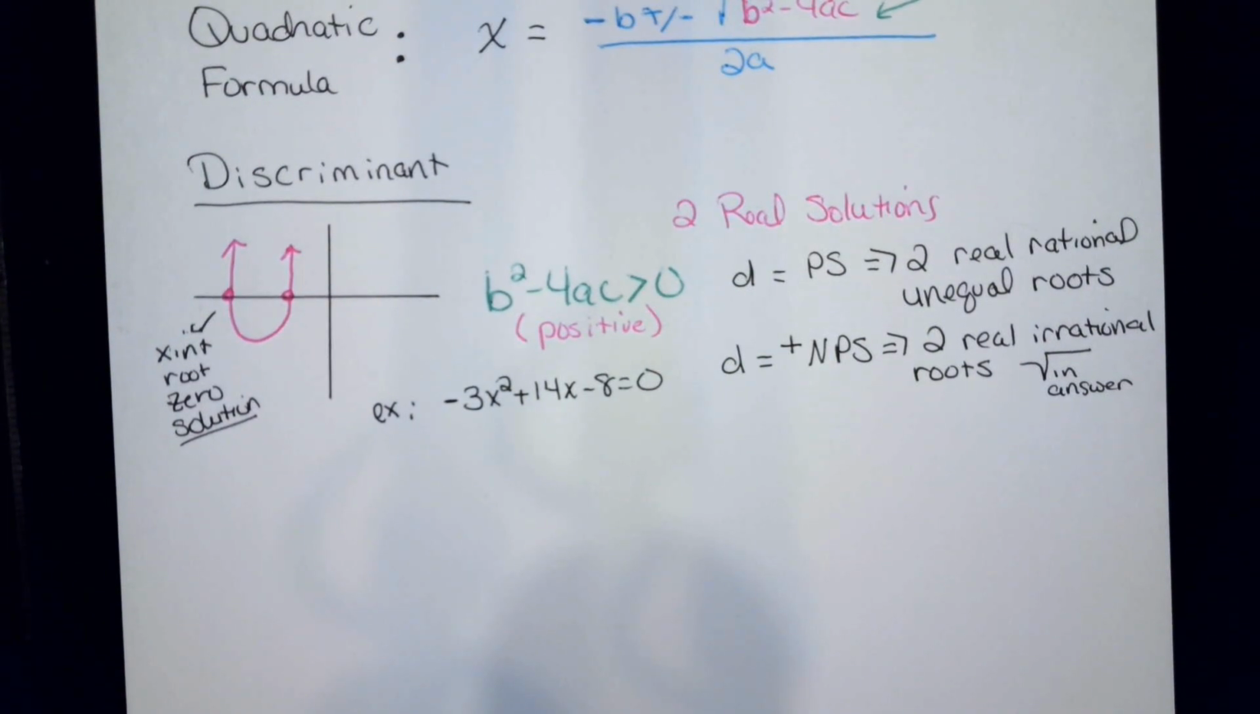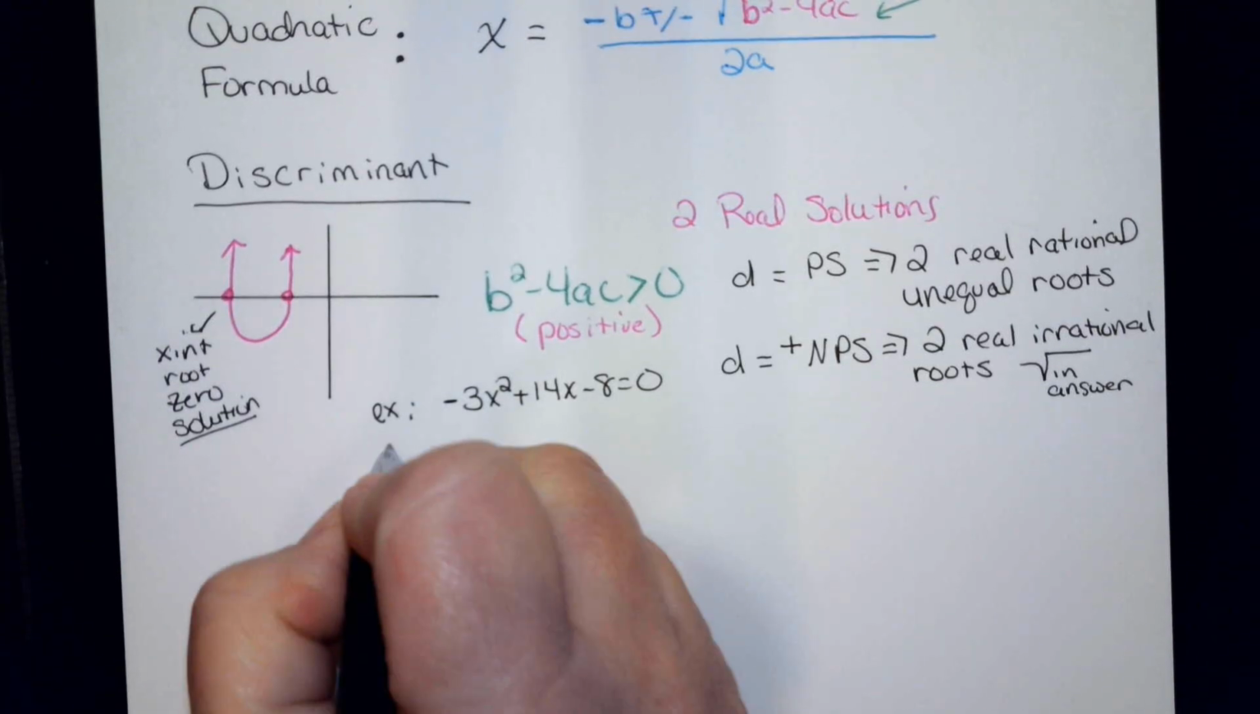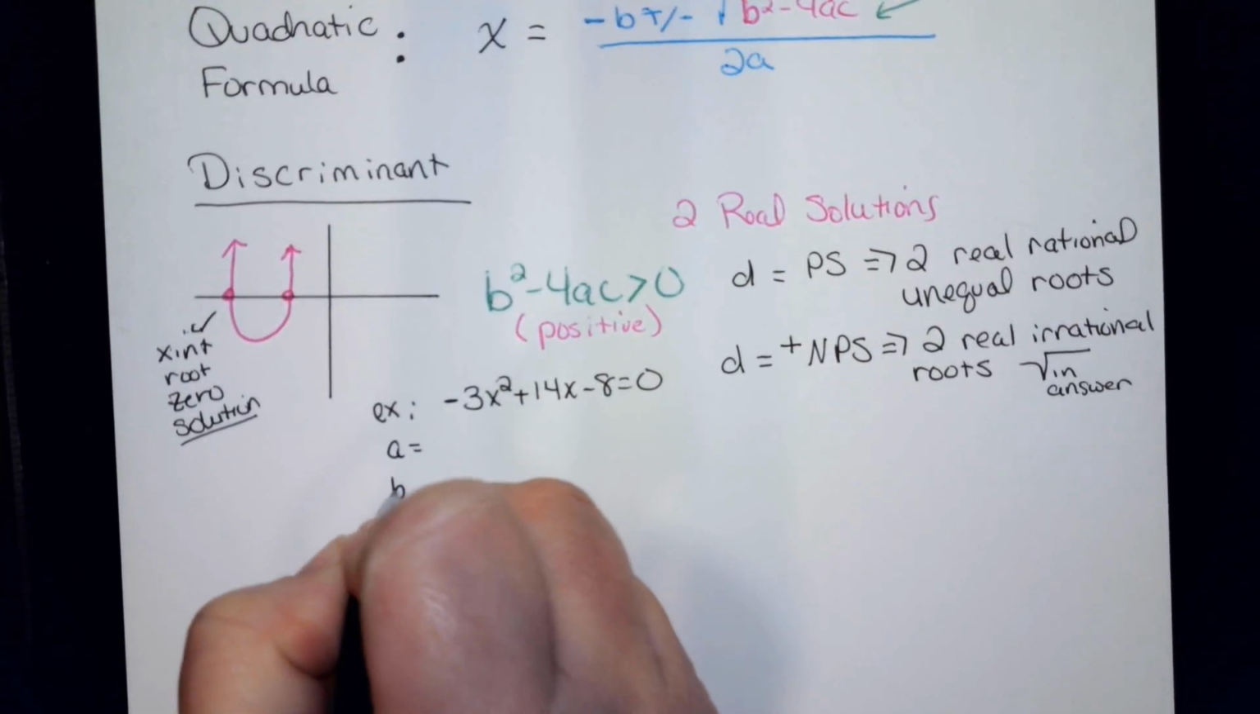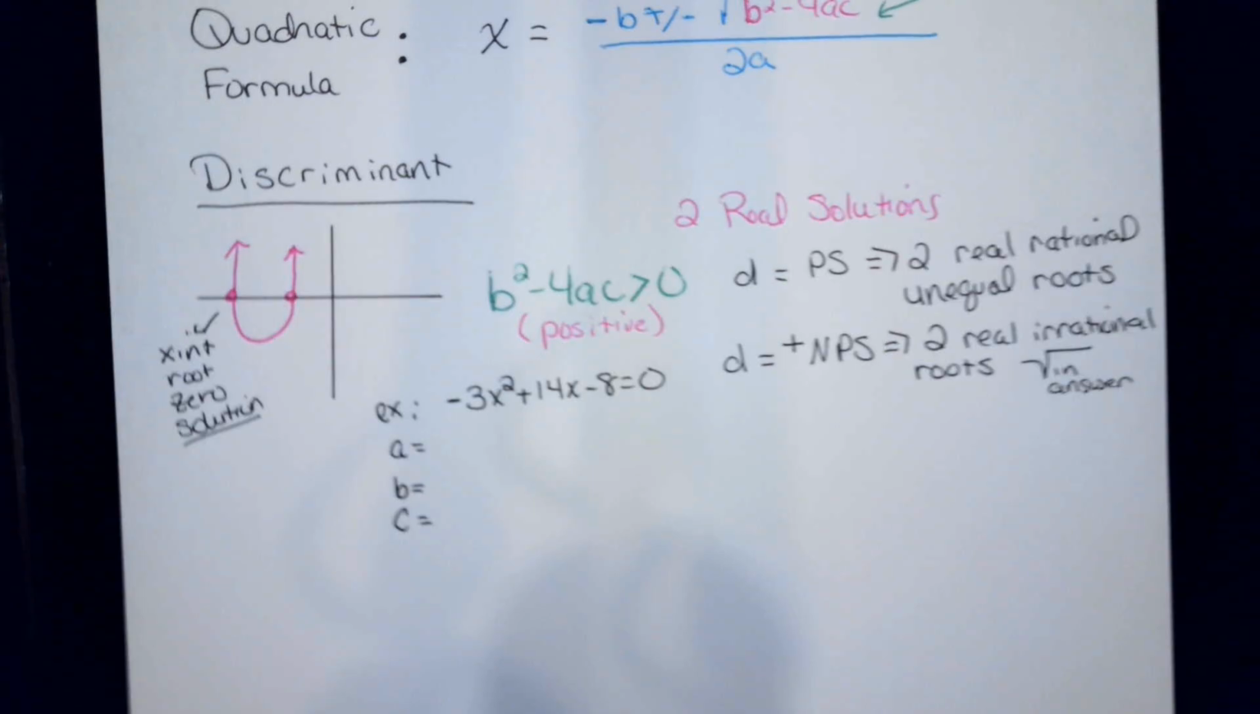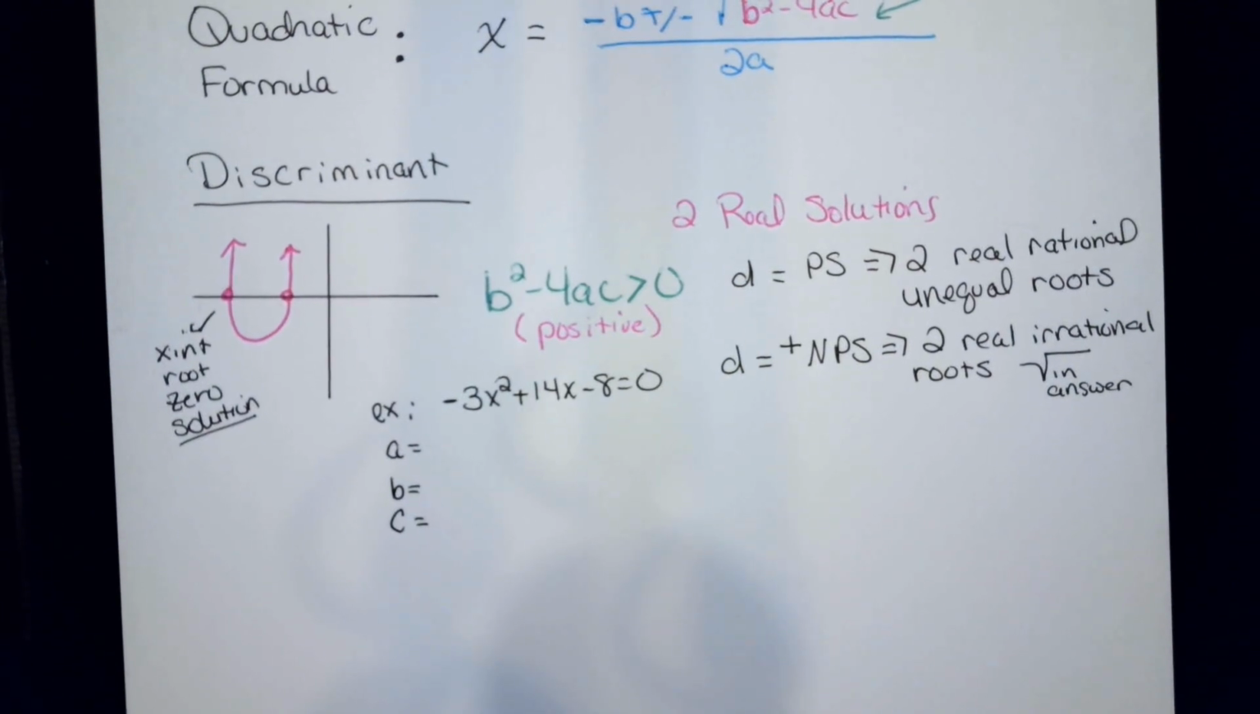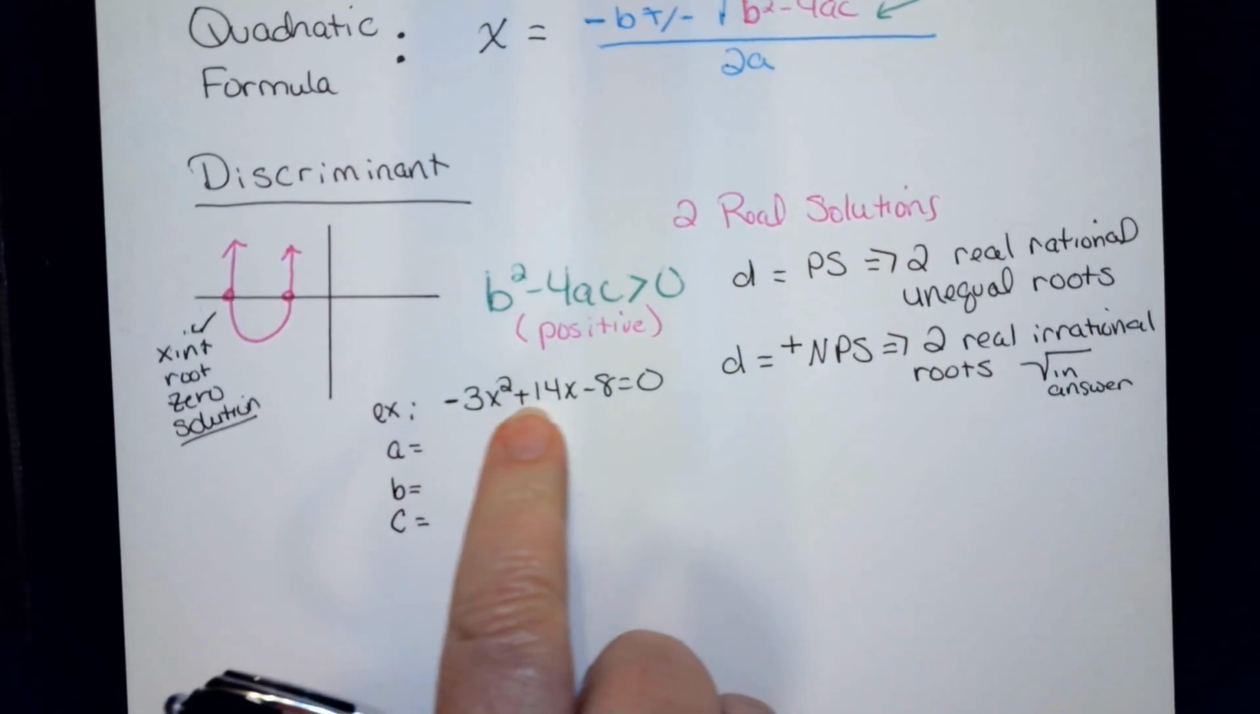Alright, so let's say that we were given negative 3x squared plus 14x minus 8 equals 0. And we were asked to use the discriminant to determine what type and how many solutions we're going to have. So we're going to pick out our A, our B, and our C. Now of course you always want this to be in standard form, and here it is in standard form.